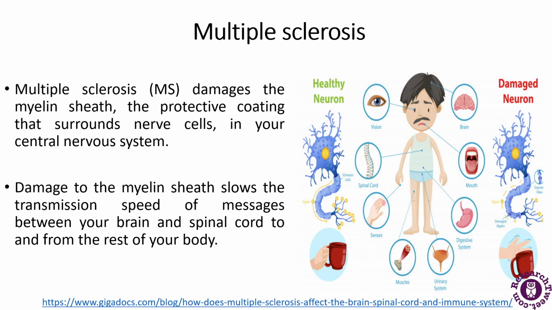Multiple sclerosis damages the myelin sheath, which is the protective coating that surrounds the nerve cells in your nervous system. Damage to the myelin sheath slows the transmission speed of messages between your brain and the spinal cord and from the rest of your body. So this is the case of multiple sclerosis.